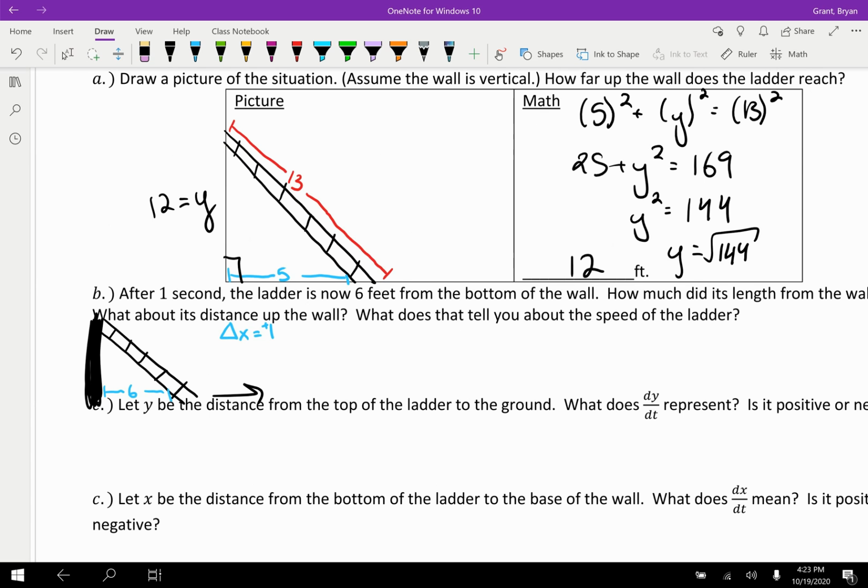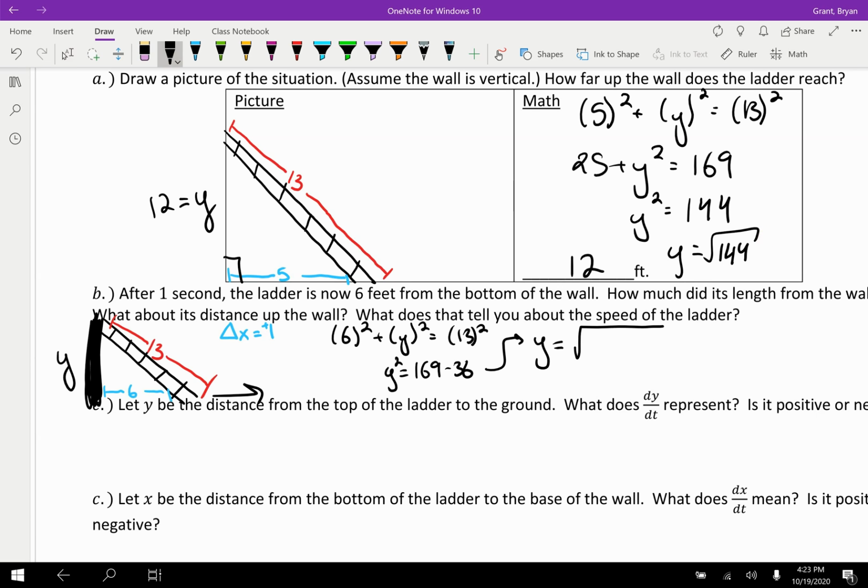Well, let's just use our Pythagorean theorem, because again, the length of the ladder isn't changing. That's always 13. And so I think we can use our Pythagorean theorem here. We have a new y value over here, which is fine. I'll just reuse the variable. Why not? And we know this is going to be 6 squared plus y squared equals 13 squared. So we know that y squared is going to be 169 minus 36, which is going to give us that y is equal to the square root of 169 minus 36.